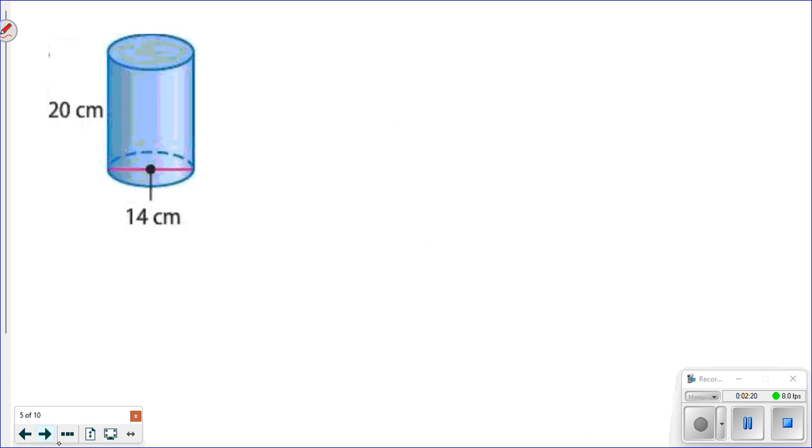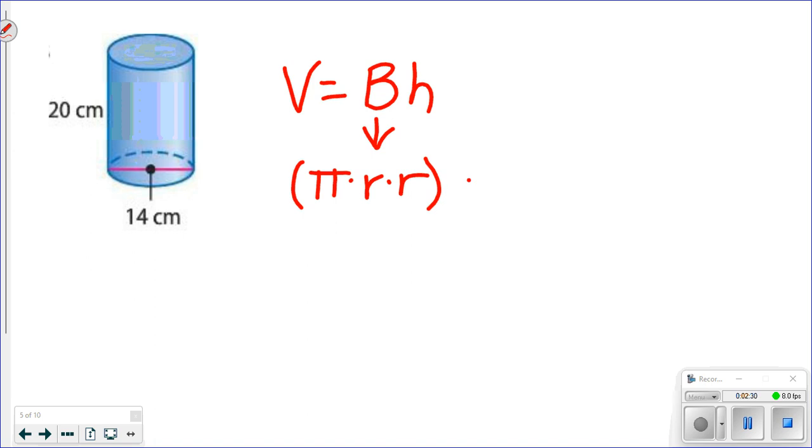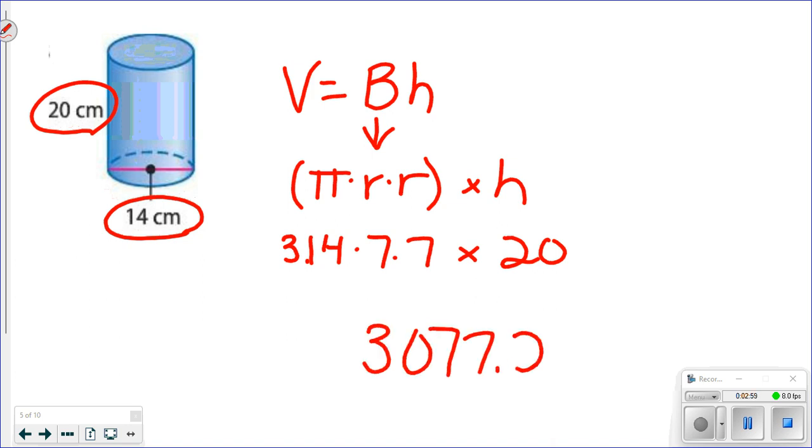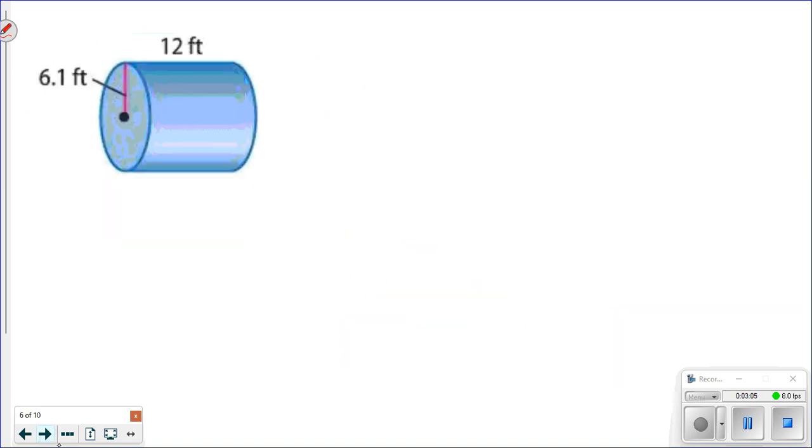We'll do a few more of those just so we can get the hang of it. Volume equals area of the base times the height. We know the base is a circle, so that would be my area of a circle times my height. Here I have a diameter of 14. I need my radius, which would be 7. So 3.14 times 7 times 7 times the height of the whole thing, which would be 20. I'm going to type that in again: 3.14 times 7 times 7 times 20. And I get 3,077.2 centimeters cubed.